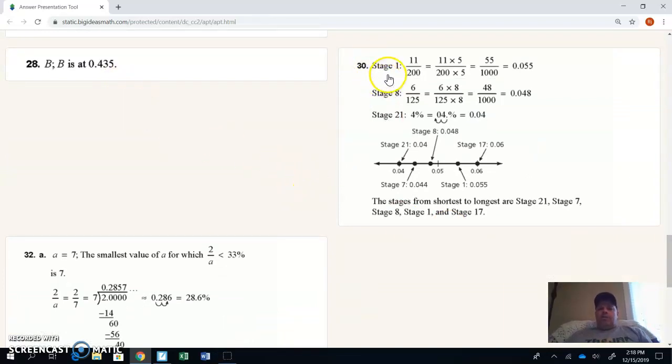You can see the stages here. Stage 1 is this, stage 2 is this, stage 8 is this, stage 21 is this, so when you put them in order, stage 21, stage 7, stage 8, stage 1, and stage 17.